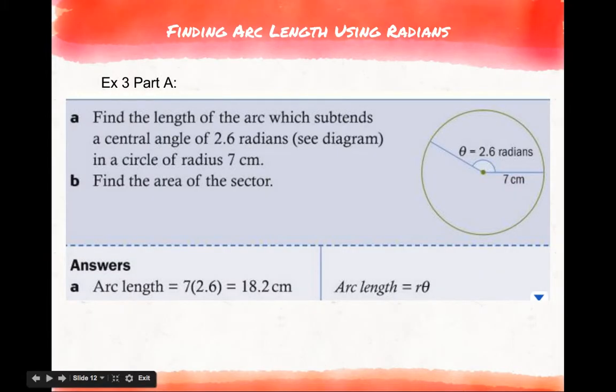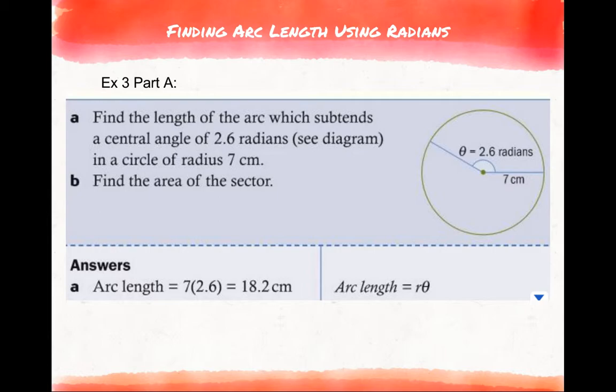Let me show you an example. Example 3, find the length of the arc, which subtends a central angle of 2.6 radians in a circle of radius 7. So radius r is 7, theta is 2.6. How do I find the arc length? Well, if we use the formula that I derived from the last screen, all I need to do is multiply radius by theta, r times theta. So 7 times 2.6 is 18.2. And that is the beauty of radians, is that you can just multiply them together.